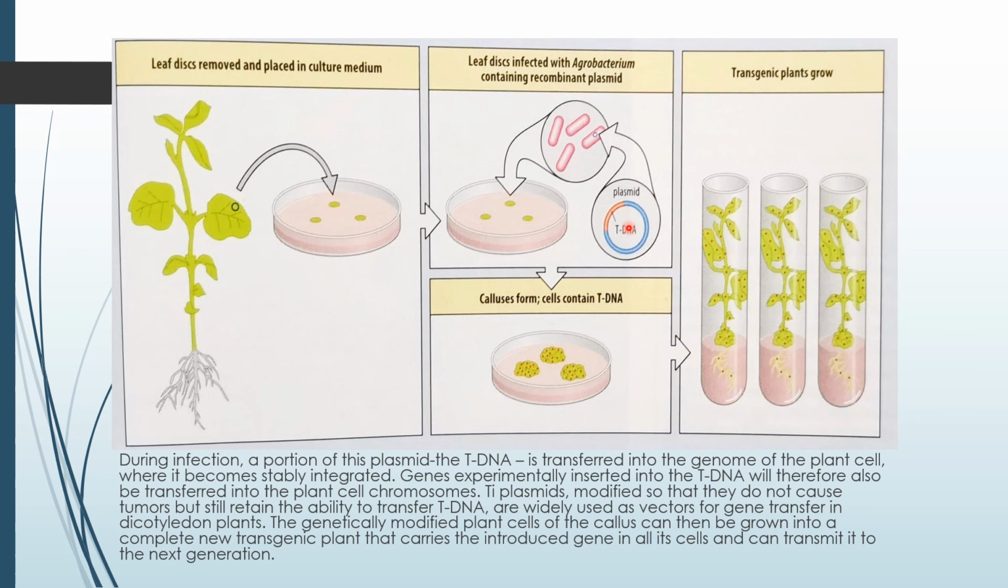So the genetically modified plants in the callus can then be grown into a complete new transgenic plant that carries the introduced gene in all its cells and can transmit it to the next generation. Okay, so ito ginagamit naman nila si agrobacterium to introduce a different chromosome, okay, dun sa callus na nafo-form. And then eventually, you will be having transgenic plant types that will grow eventually on the medium.